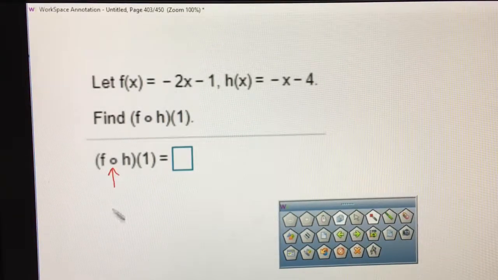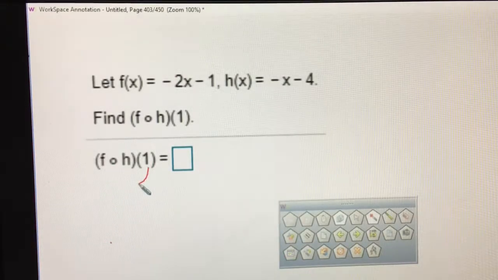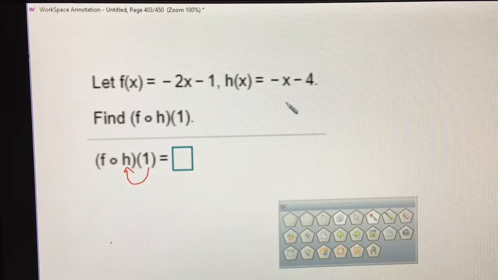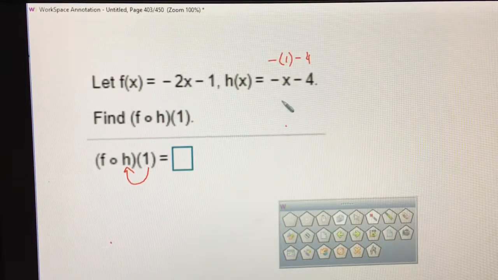Now, when it has this little symbol, that means "of." That doesn't mean multiply or times or a 0. And what we do here is we take this 1 and we plug it in the h first. So I'm going to take that 1 and plug that 1 into that h. That's going to give me negative 1 minus 4, and that actually equals negative 5 for h.